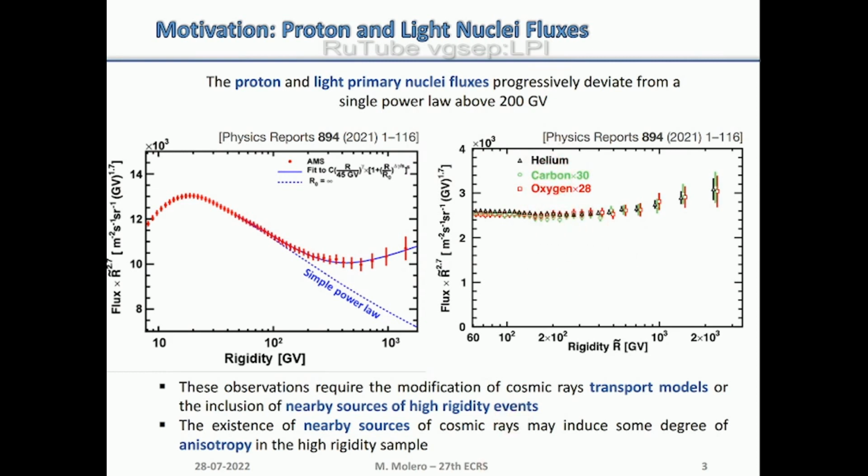These observations typically require the modification of cosmic ray transport models or the inclusion of nearby sources of high rigidity events. In this context, the measurement of the anisotropy of cosmic rays could be very important, because nearby sources could induce some degree of anisotropy that we could measure. In this sense, the measurement of anisotropies provides a complementary characterization to the rigidity dependence of the fluxes that may help to understand these observations.